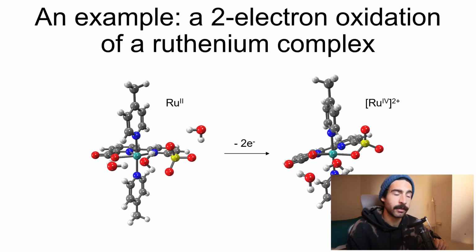So I'm going to give an example using a species from my research, where we start from a ruthenium-2 species and oxidize it by 2 electrons to get a ruthenium-4 species. That's a +2 charge. So I'll talk about how we do that.